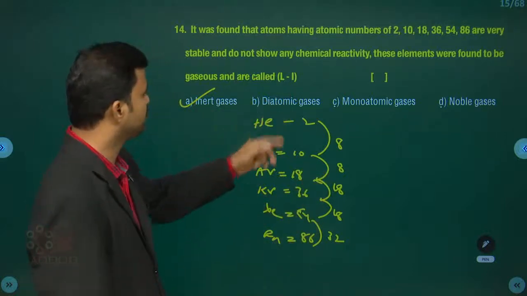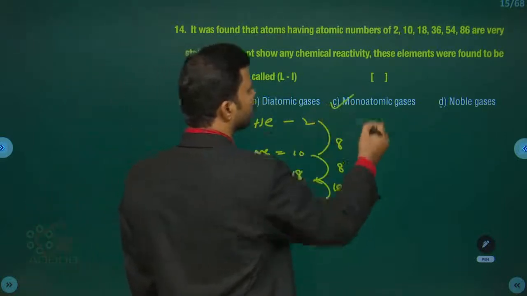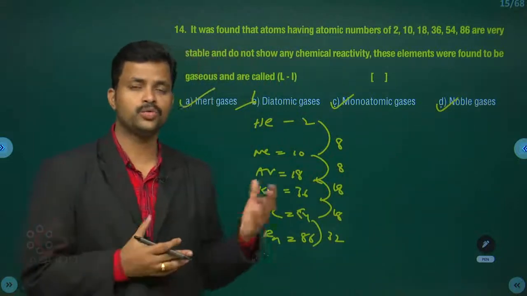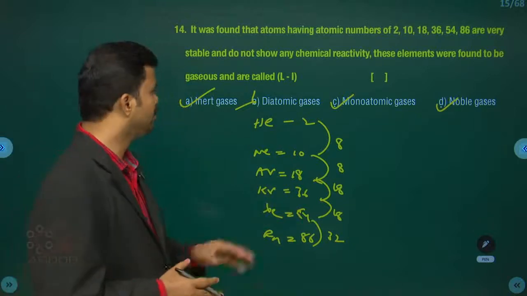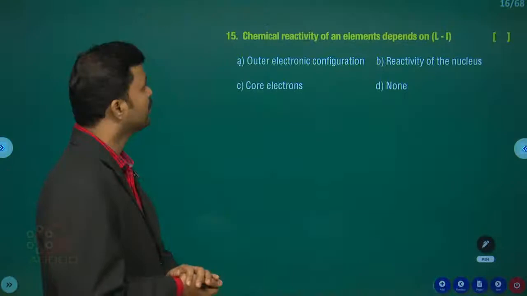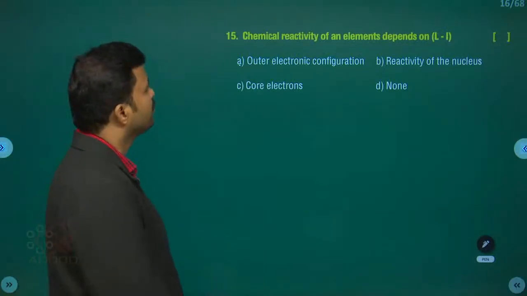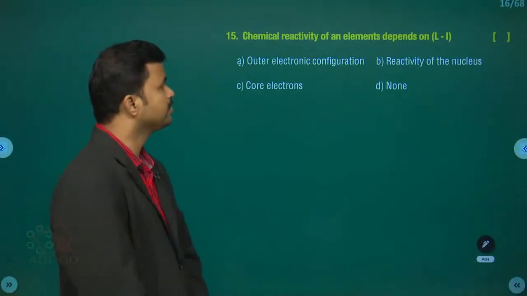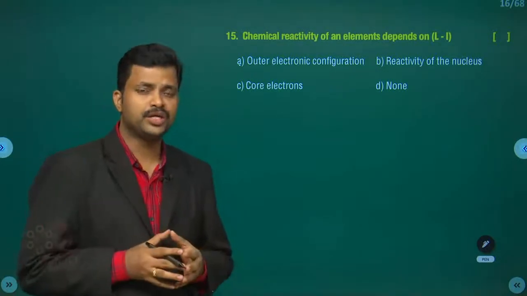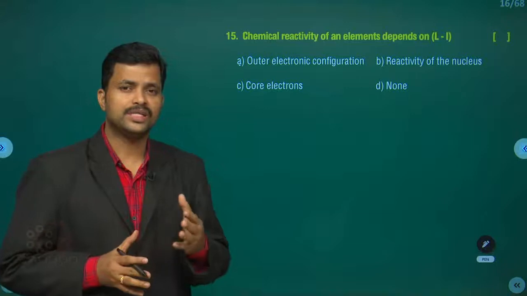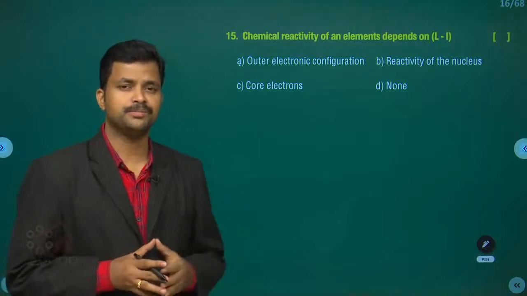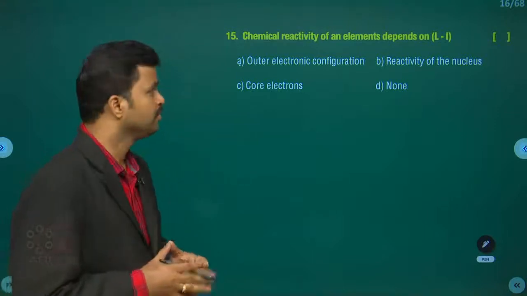Inert gases being diatomic is wrong. They are monatomic gases, and they are also called noble gases because they don't want to participate in bonding. Except B, A, C, D are the right answers. Chemical reactivity of an element depends on, as we came across in the periodic table, the modern periodic law: physical and chemical properties are periodic functions of their atomic number and electronic configuration.